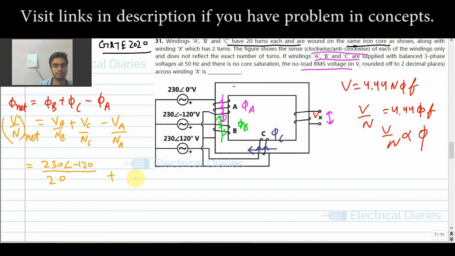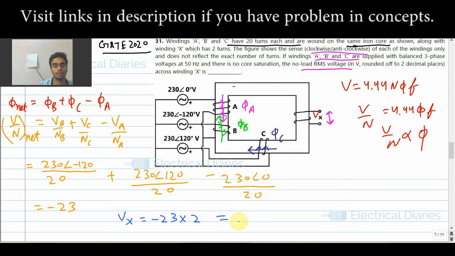plus VC. VC is 230 at an angle 120 divided by 20, minus VA, 230 at an angle 0 divided by NA, which is 20. Okay, so on solving this, what you will get is minus 23. So your Vx will be minus 23 into 2, as there are two turns.